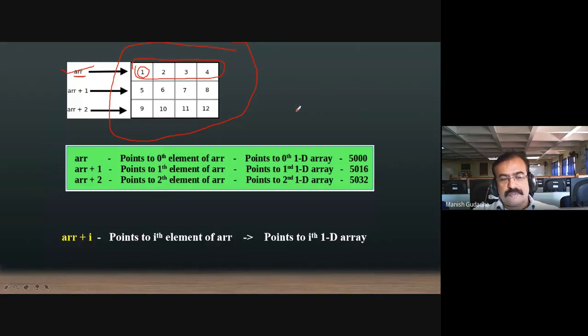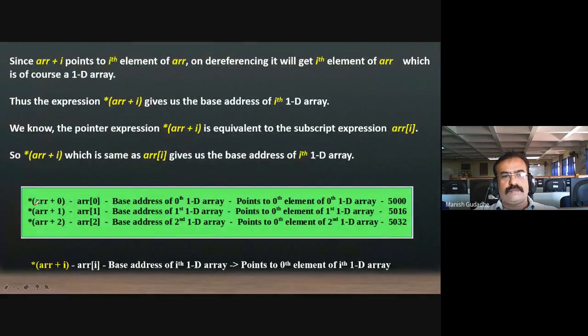So all these things are there that we have already seen. But now, with this understanding, we have seen that if I am talking about ARR 0, that means it is the base address of the 0th 1D array. Or in other words, it is the address of the 0th element of the 0th 1D array. Right now we are pointing to the beginning of a 1D array.